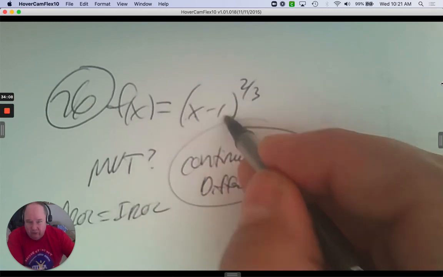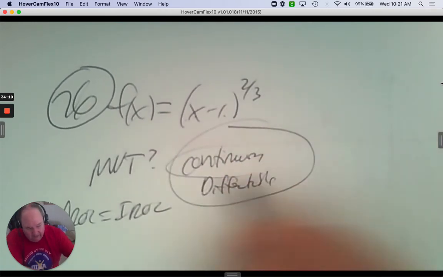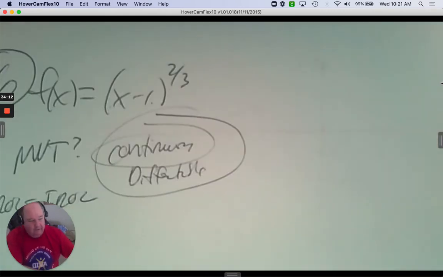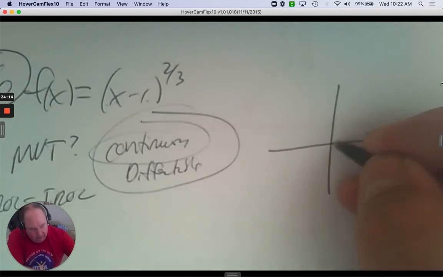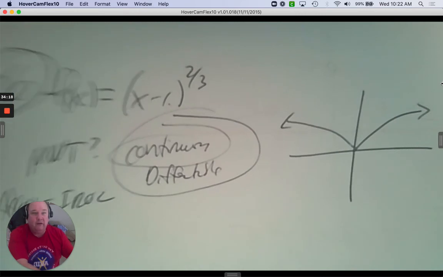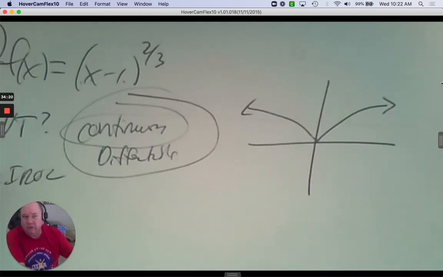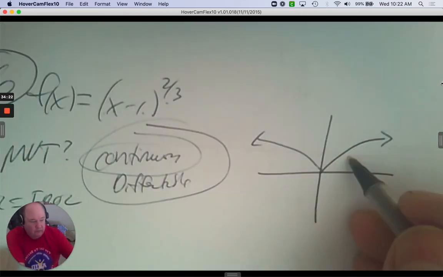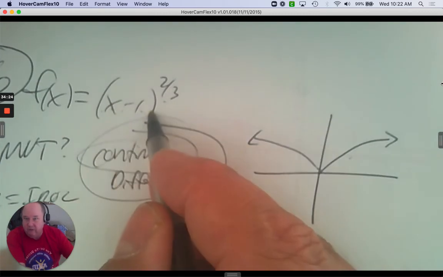Now, (x minus 1) to the 2/3 is continuous everywhere. In fact, if I graph this for you, it would look like a curved V. Do you remember what that looks like? I think it looks like a seagull, but it looks like a curved V. That's what this looks like, with the 2/3. It's actually been shifted 1 to the right.